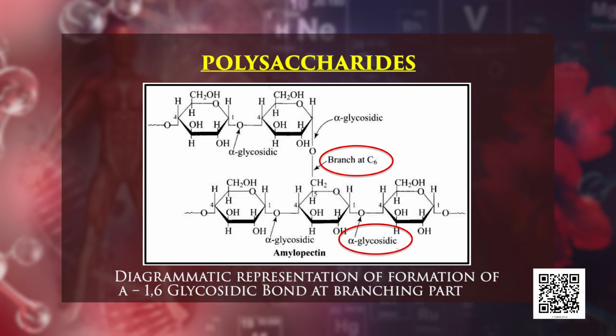As you can see on the screen, in the straight portion, alpha-1,4 glycosidic bond is present. That is, carbon 1 of one glucose joins with the fourth carbon atom of the next glucose molecule, as you can see on the screen in the lower red circle. At branches, alpha-1,6 glycosidic bond is present. First carbon of one unit joins with sixth carbon of the next unit.